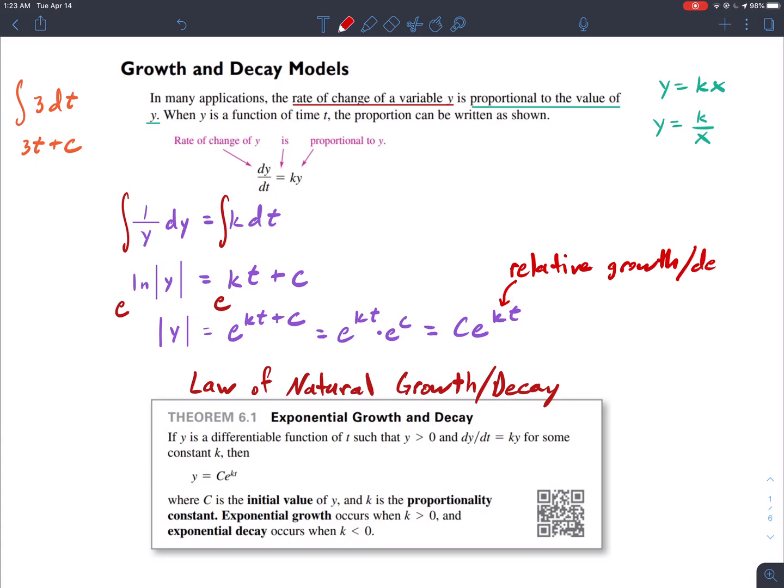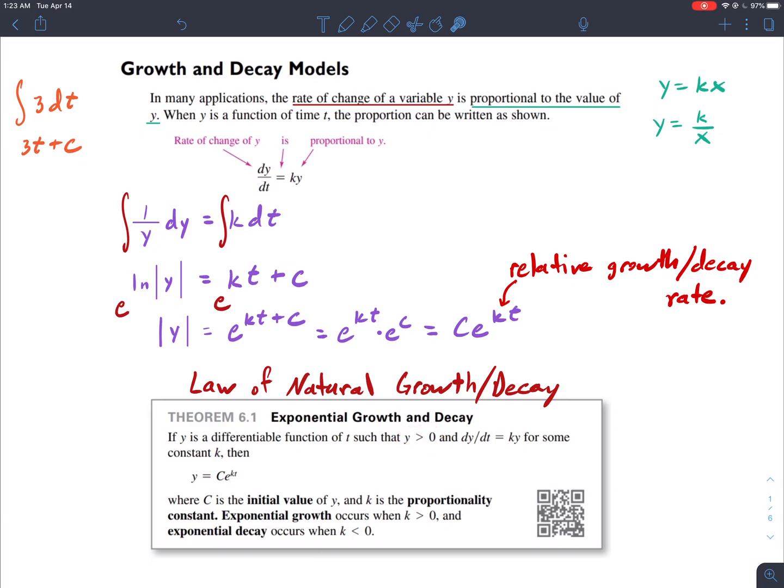Relative growth or relative decay, depending on the situation. All right, if k is positive, then the value of y is increasing. If k is negative, then the value of y is decreasing over time. All right, and that is stated here. Now, I should note also, y is positive.